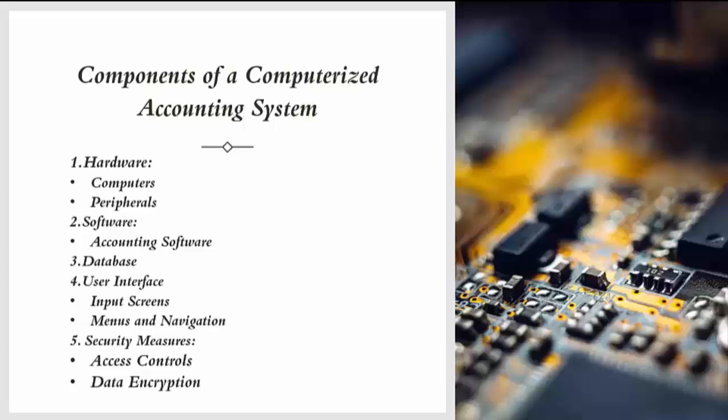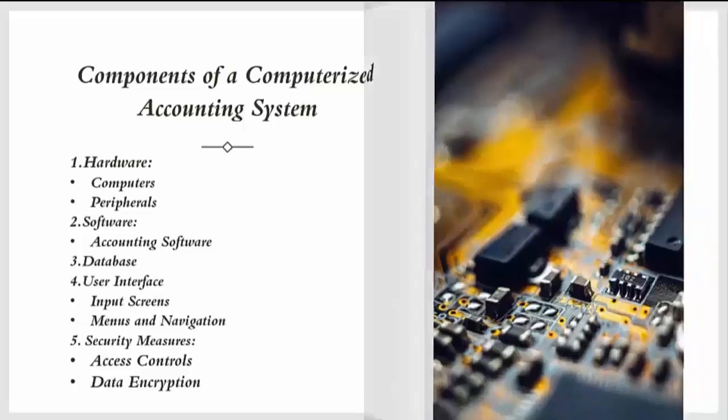4. User interface. Forms and fields for entering data, such as invoices, receipts, and payments. Menus and navigation. Tools that help users access different functions of the software, like generating reports or viewing account balances. 5. Security measures. Access controls, user permissions and roles to ensure that only authorized personnel can access sensitive financial information. Data encryption, protecting data from unauthorized access during transmission and storage.